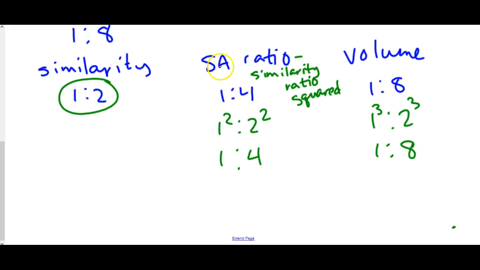Now I can't go straight from surface area to volume, but I could go from surface area back to similarity, then to volume. Or if I knew volume first, I could go from volume back to similarity, then to surface area, because both of these are related to the similarity ratio.